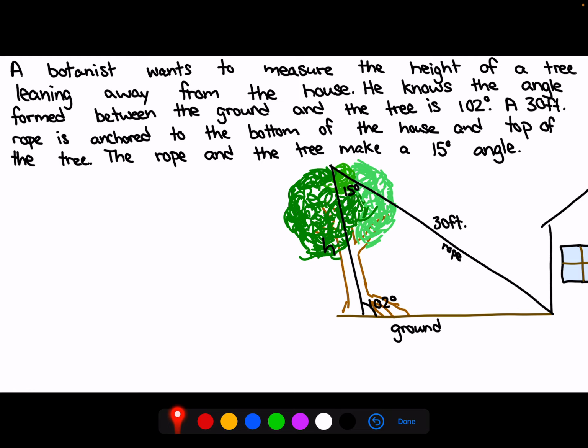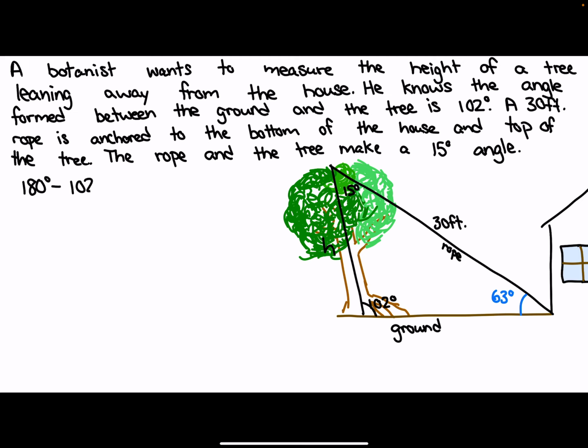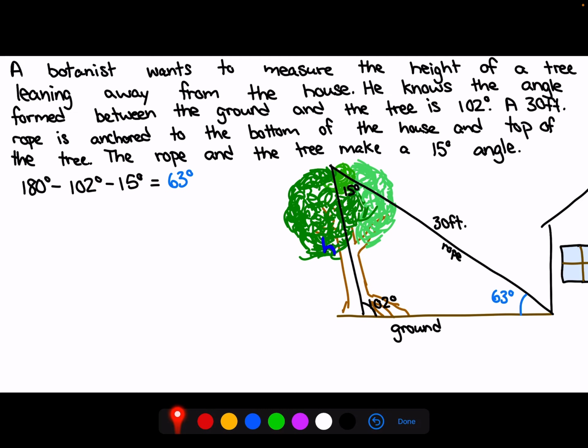That'll make it easier in case we need to use law of sines, which we obviously do. So, solving for this missing angle, I can do 180 degrees throughout the triangle, minus 102 degrees, minus 15 degrees. That will leave us with 63 degrees. Once we have that angle measure, we can go ahead and look for opposite side, opposite angle pairings.